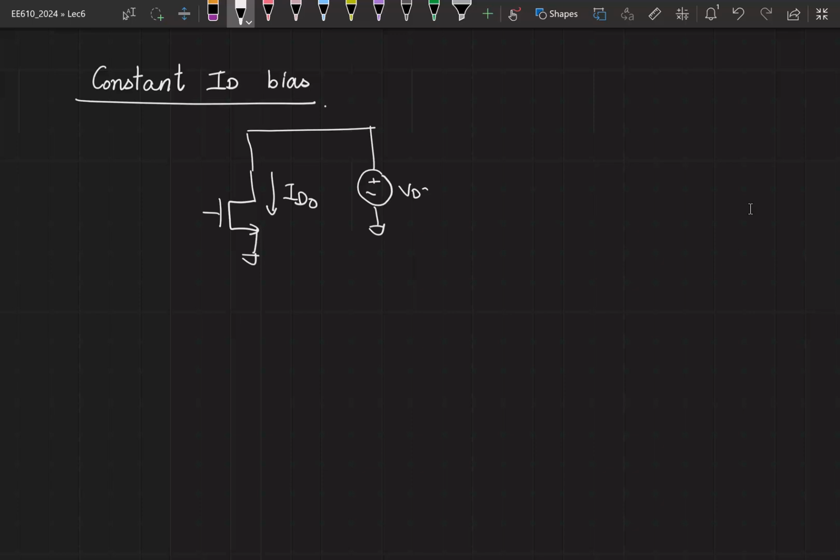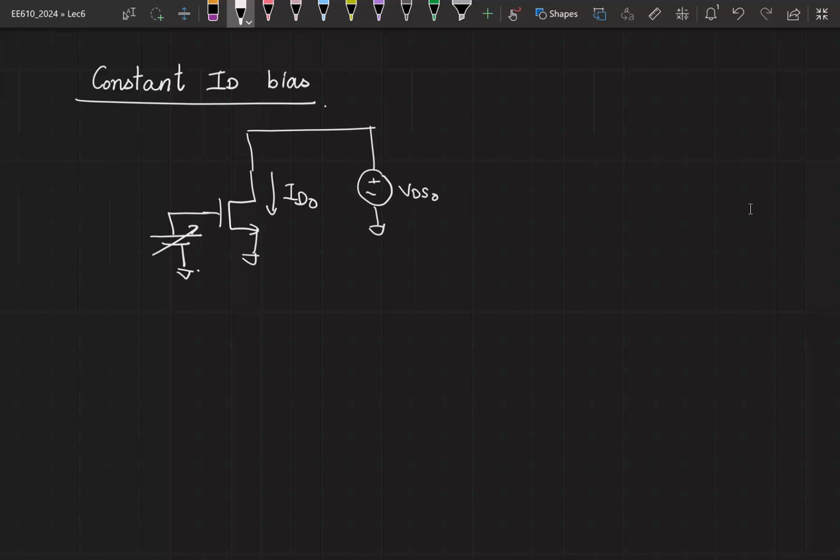Again, I have to set some VDS0 such that it is biased correctly in saturation. So if the VT changes, I still do not want the current ID0 to change. For now, we will not worry about how it is done. Let's assume that we have a very smart battery that is able to detect any changes in the VT and it adjusts itself such that the ID0 remains constant.